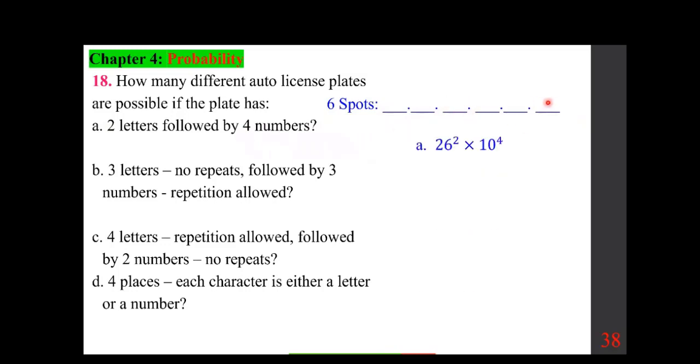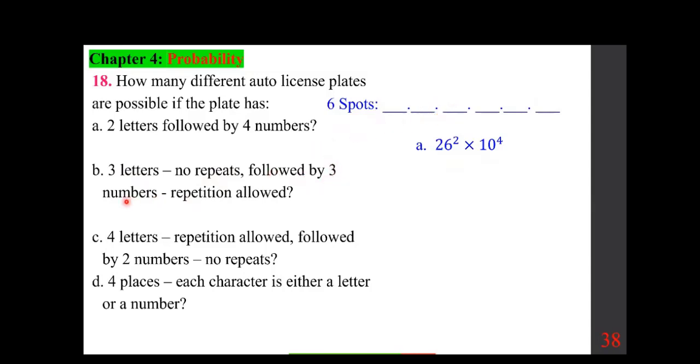Therefore, it's 26 squared times 10 to the power of 4. I'm assuming everybody can do the math. I just want to show you how you arrive at the answer and the reason for that. And of course, you can put it into a calculator. Now, we're looking at the same 6 spots, 3 letters, no repeat. So that means if the first one is 26, the second one is 25, the next one is 24. It goes down because we can't repeat it.